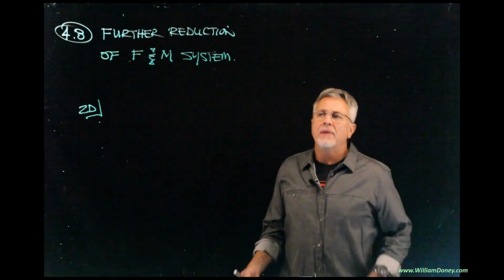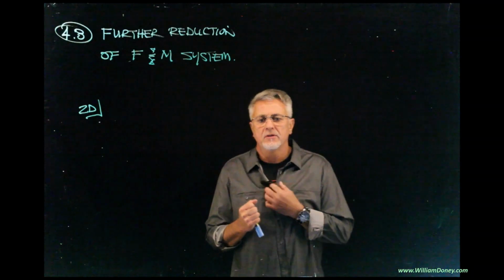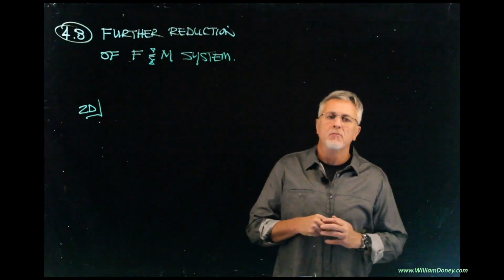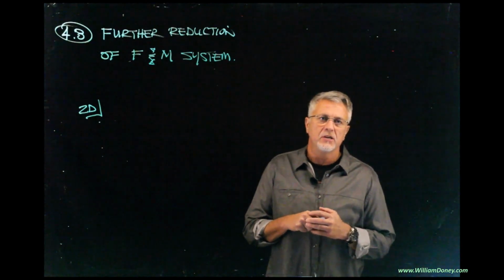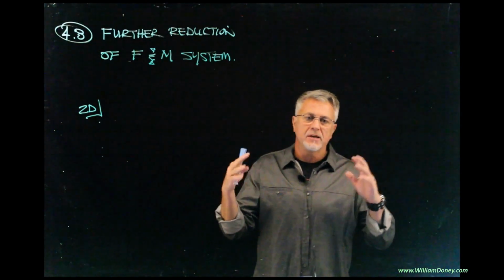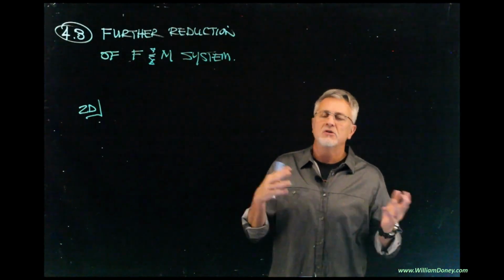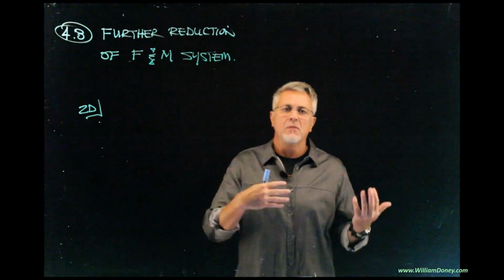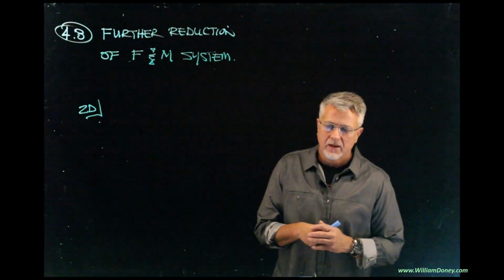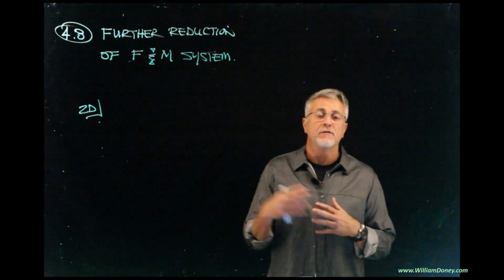Hello class, welcome back. We're in chapter 4 of statics class, and we've been talking about the reduction of force and couple moment systems, basically reducing a problem where you have many forces, and possibly a combination of forces and moments or many couple moments acting, to a single force and single moment, whether about a point or about an axis. And 4.8 is just a short section that adds on to that to further reduce it.